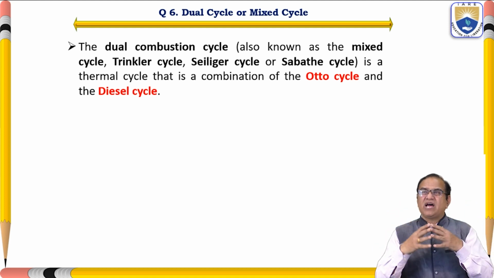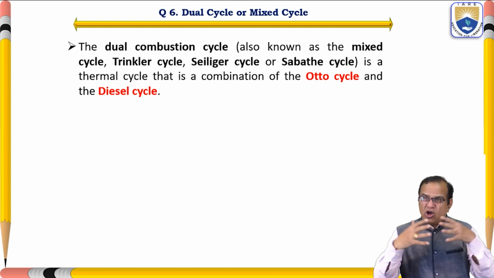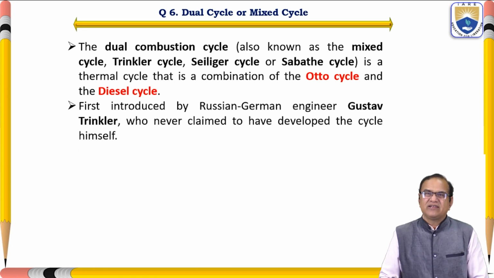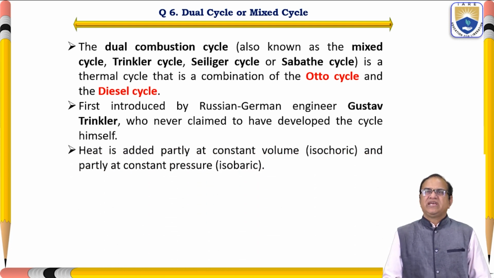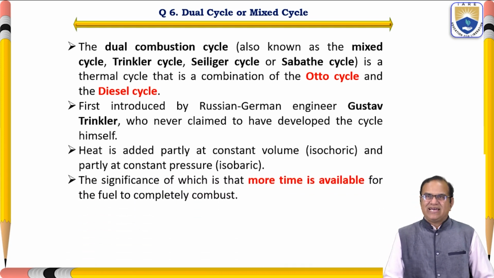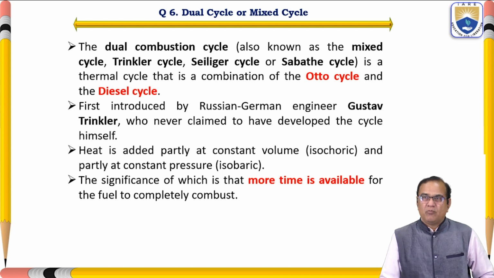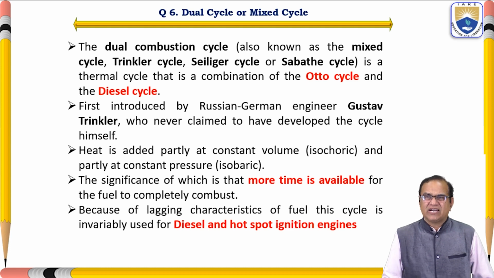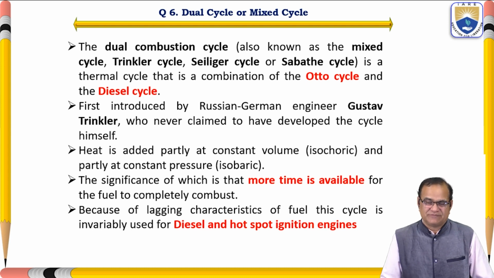So a combination of the Otto cycle and the diesel cycle was clubbed together and given the name dual cycle. It was first introduced by the Russian-German engineer Gustav Trinkler, who never claimed to have developed the cycle himself. Heat is added partly at constant volume, that is isochoric, and partly at constant pressure, isobaric. The significance is that more time is available for the fuel to combust completely. Because of the lagging characteristics of fuel, this cycle is invariably used for diesel and hot spot ignition engines.